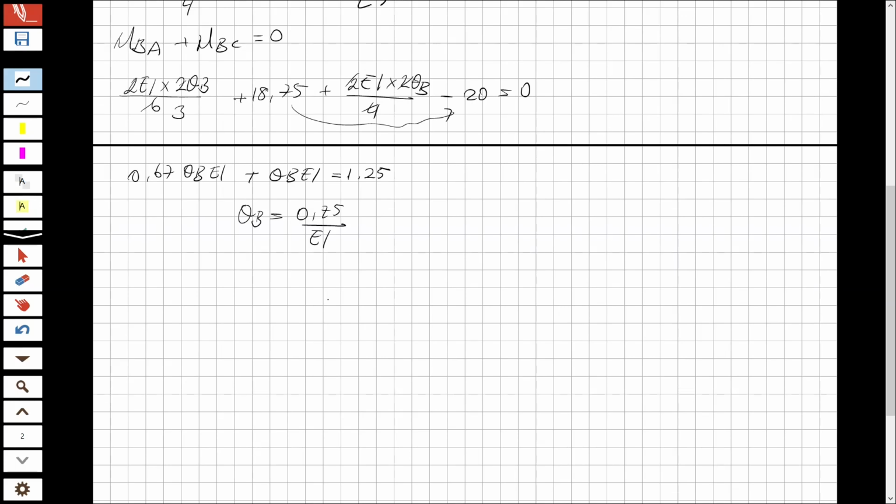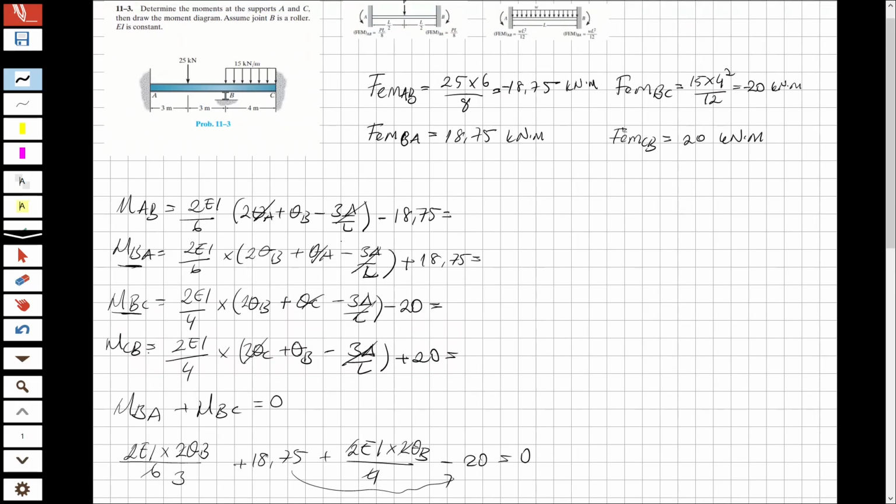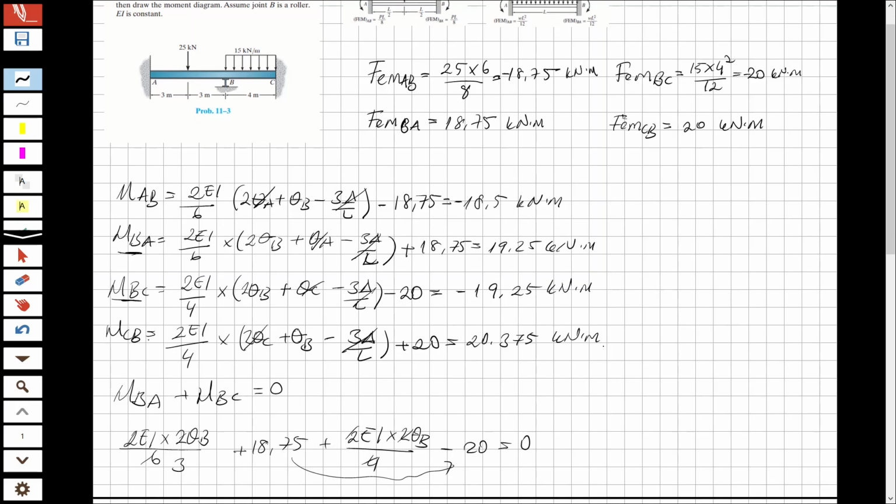So let's find the moments. When I put theta B in the moment equations, I'm going to determine the moments. So let's do it. That will be 18.5 kilonewton meter, and this will be 19.25 kilonewton meter, and this will be minus 19.25 kilonewton meter, and this will be 20.375 kilonewton meter. So now I have specified the moments.